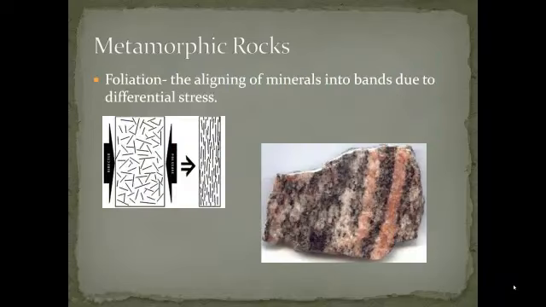One other process we need to look at with metamorphic rocks is foliation, or the aligning of the minerals into bands due to differential stress. As you can see from the diagram on the left, as you start putting a rock under pressure, and the pressure is coming from both sides, the minerals are going to align themselves into bands, and this process is called foliation. The sample on the right is a type of gneiss, and definitely you can see the banding of the quartz, which is the white, and the feldspar, which is the pink there. So foliation, the aligning of minerals into bands due to differential stress.